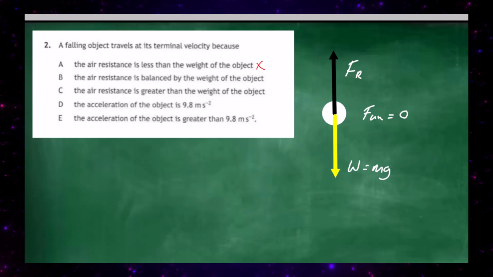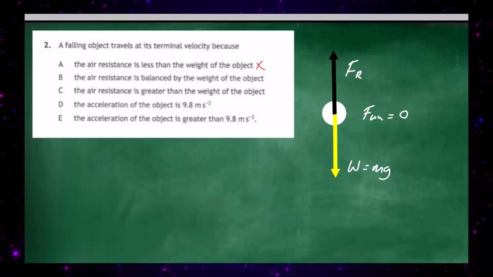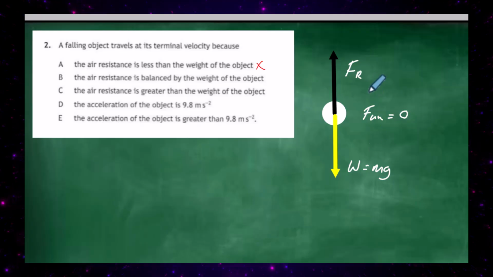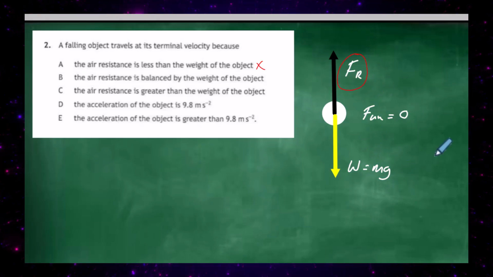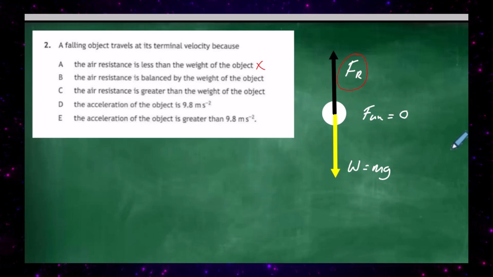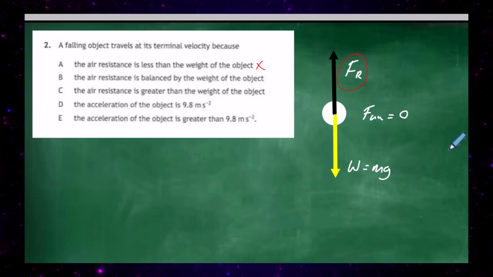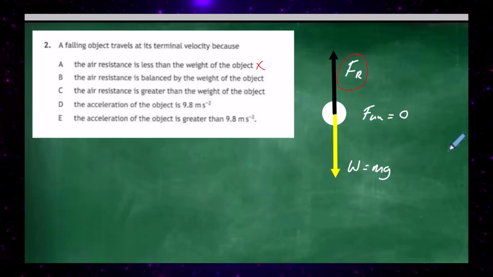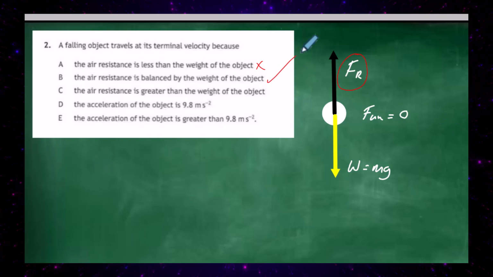The air resistance is balanced by the weight of the object. Yes, that's correct. The frictional force due to the air balances the weight of the object. Therefore, you're going to get no unbalanced force. Therefore, you're going to get no acceleration. You've reached terminal velocity. So that's the one which is correct.